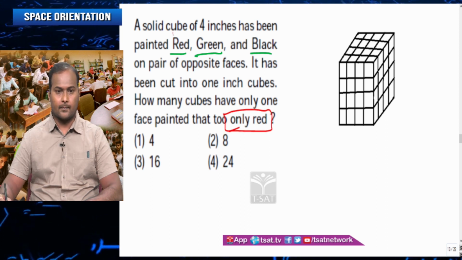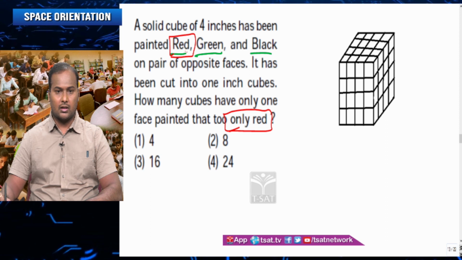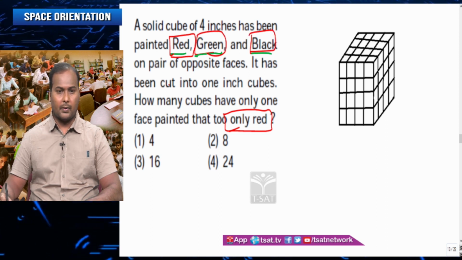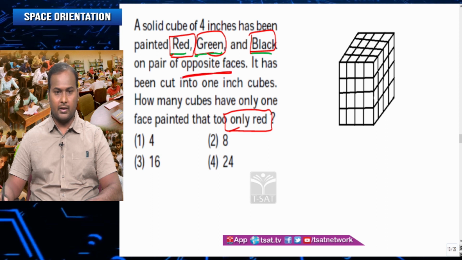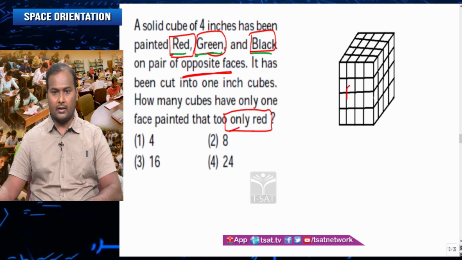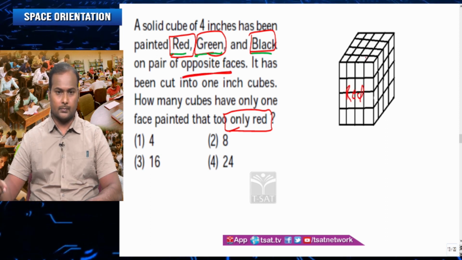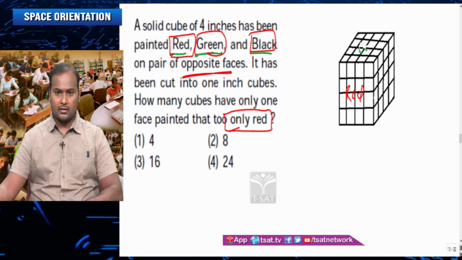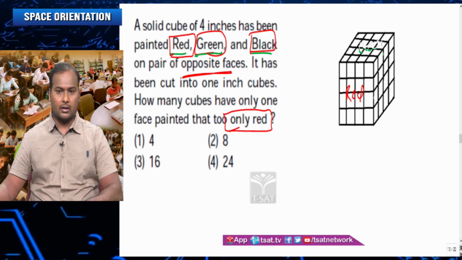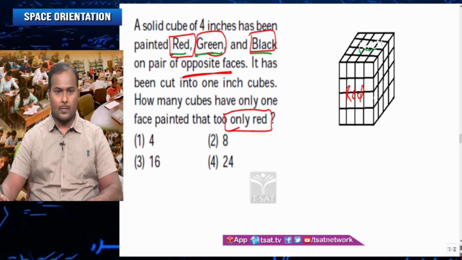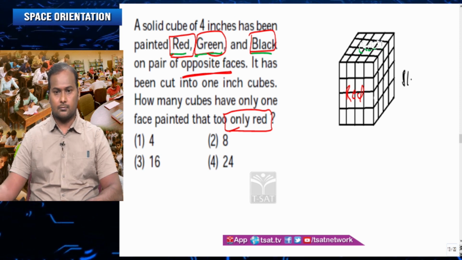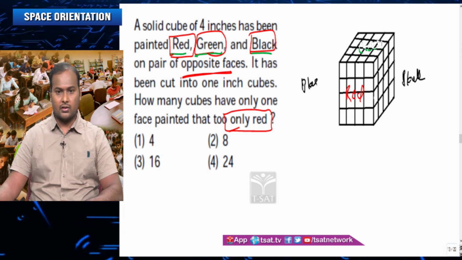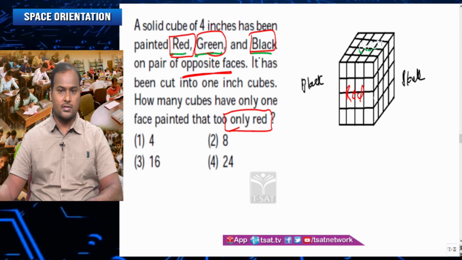The two only red. So total how many colors here? 3 colors: red, green and black, on pair of opposite faces. Means if front is red, back is red. If top is green, bottom is green. If the right side is black, the left side is also black. So this is the meaning of on pair of opposite faces.